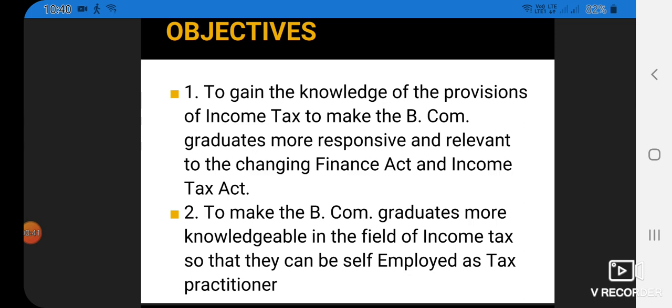The second objective is to make the BCom graduates more knowledgeable in the field of income tax so that they can be self-employed as tax practitioners. That means after learning income tax during 5th and 6th semester of your BCom course, you will gain enough knowledge about the subject so that you can be self-employed as a tax practitioner.